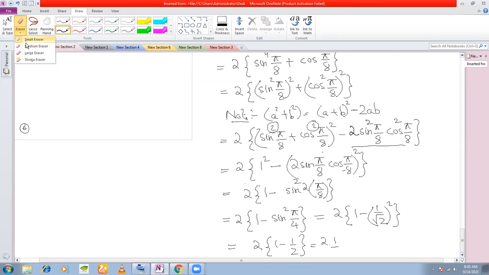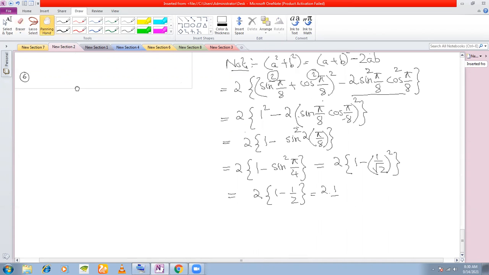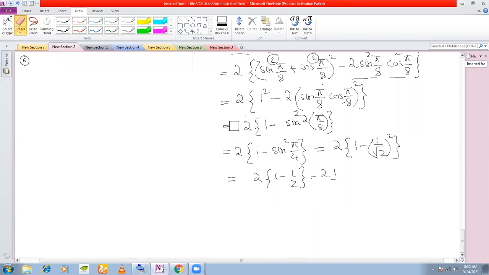Okay, so now when I'm taking a square here, that means because I'm inserting a square here, or what you can do is you can take this 2 out, and write it as sine pi by 8 cos pi by 8, right? Whole square. Now what you can do is you can multiply throughout by 2.